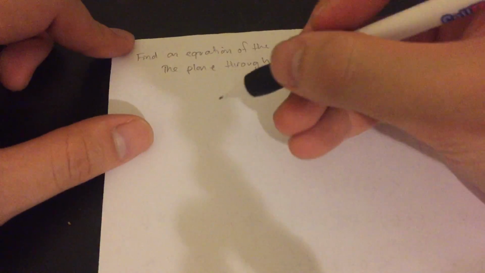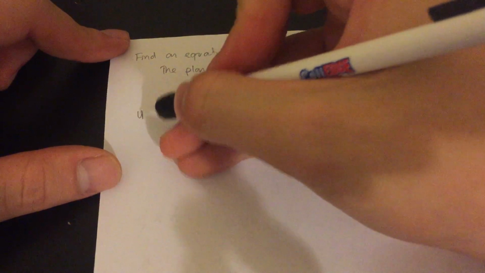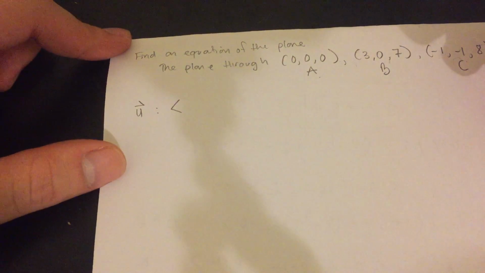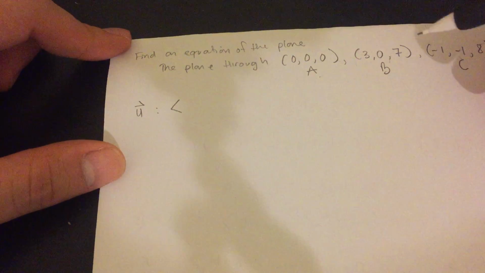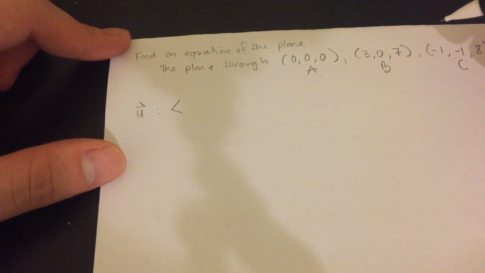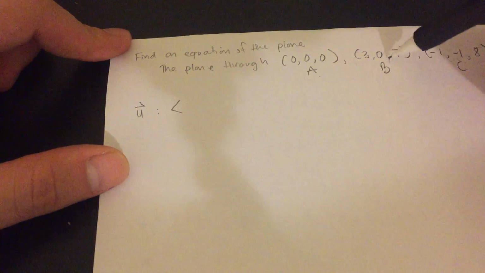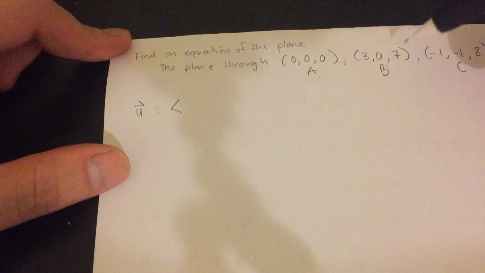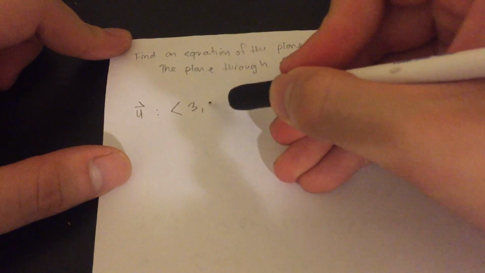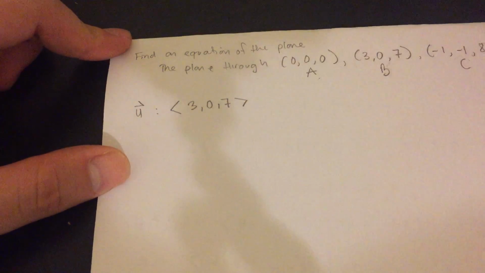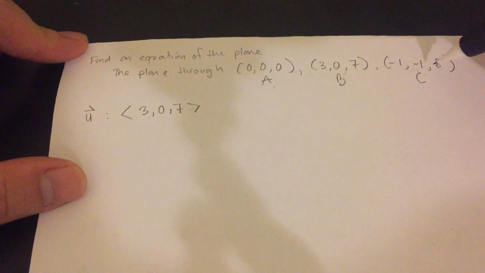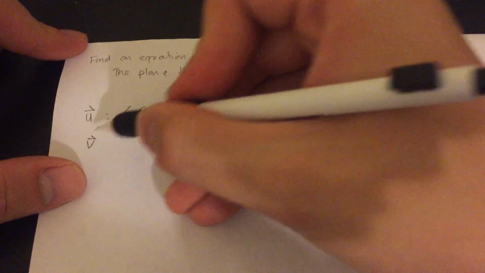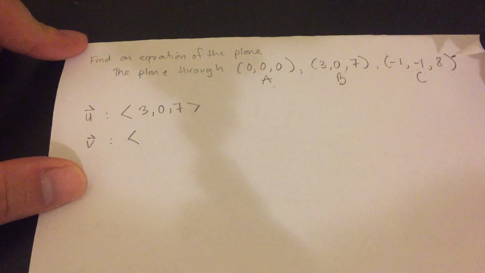So let's find our first vector. Let's call it U vector. You can use the bracket notation or the i, j, and k components for vector representation. So B minus A, 3, 0, 7 minus zeros, you would get 3, 0, 7. Okay, and the same thing for C. C minus A, you would get the same thing. This time I'll call it V vector: -1, -1, and 8.